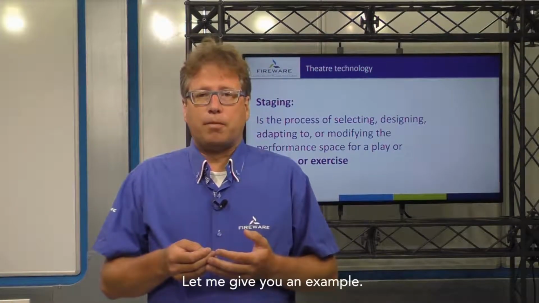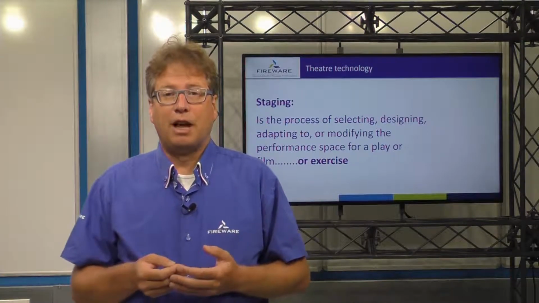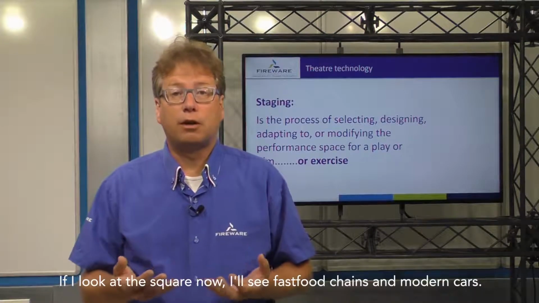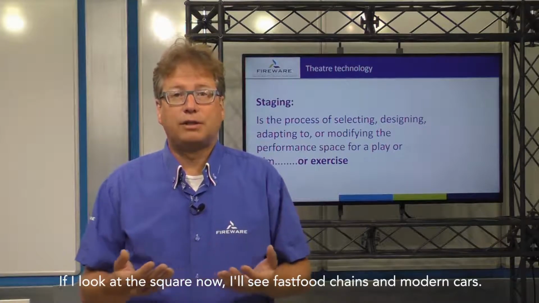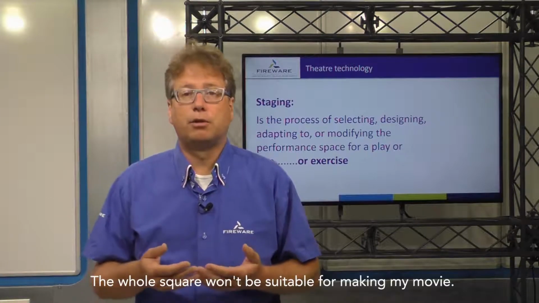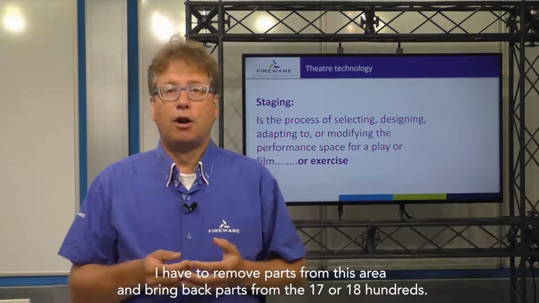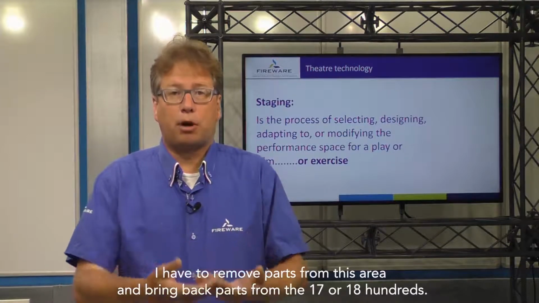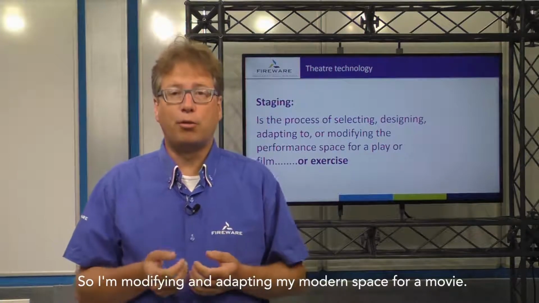Let me give you an example. If I am at the Dam Square, which is the central square of Amsterdam, and I want to make a movie from the 1800s or the 1700s, and I look at that square now, I will see all kinds of fast food chains. I will see modern cars. The whole square will not be suitable for making my movie. I have to adapt it. I have to remove parts from this era and bring back parts from the 1700s and 1800s. So I'm modifying, adapting my performance space for my movie.